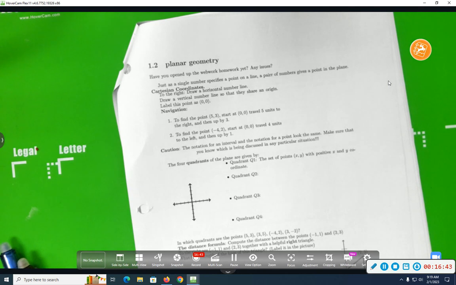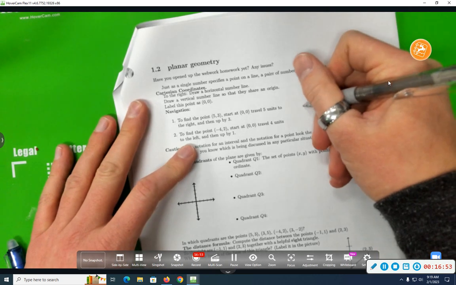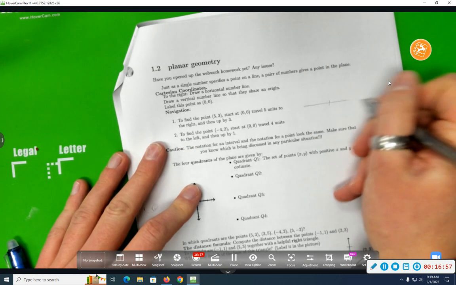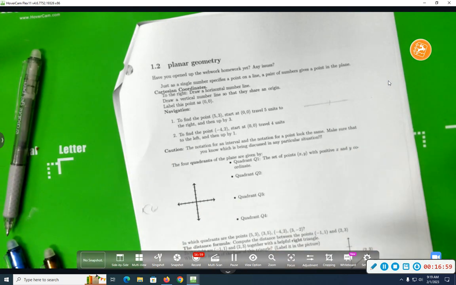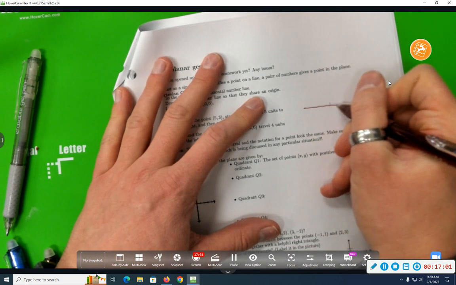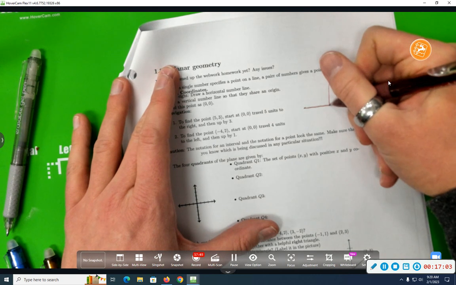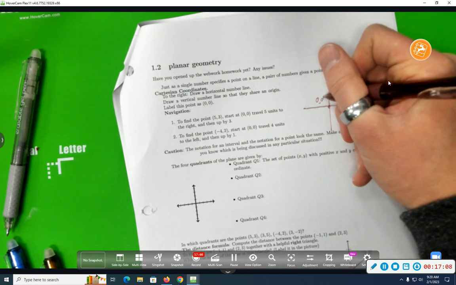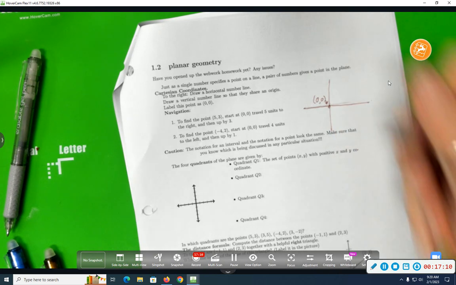So what are Cartesian coordinates? The idea is anything that you can express with a pair of numbers, you can draw in a plane. And here's how you do it. So start by drawing some horizontal number line and indicate its origin. Draw a vertical number line so that they share an origin. This point, where they meet, I will call that point 0, 0.